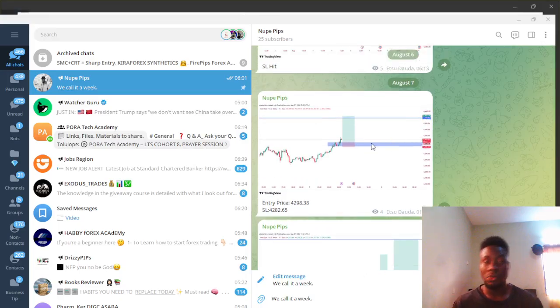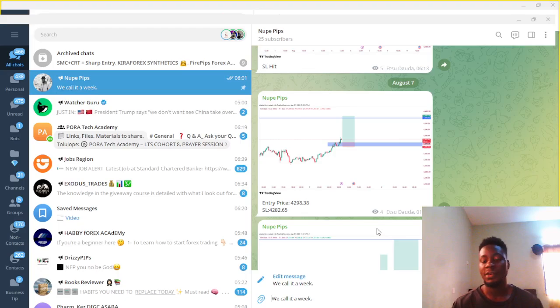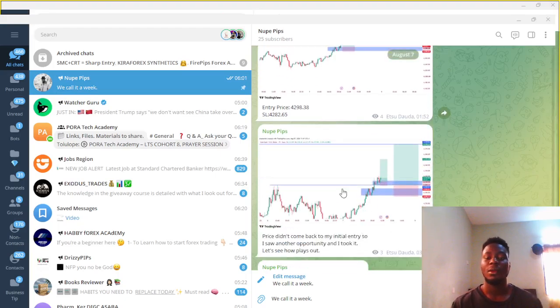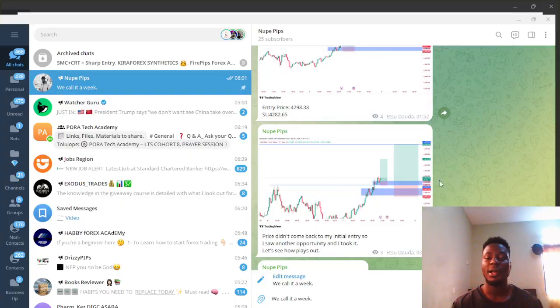So this was the setup I had in the morning. This was the setup which never came. Then this was when I took the second trade. You can see the initial setup is still there, hanging there. I was still hoping that price would retrace back to this particular level.